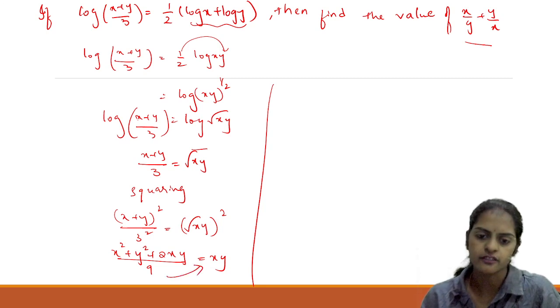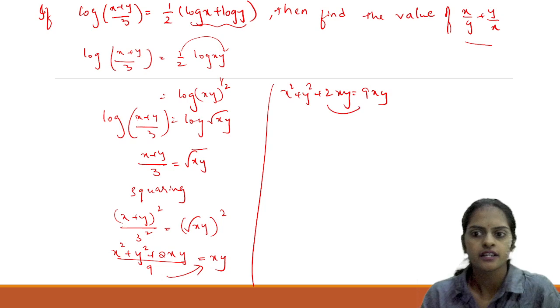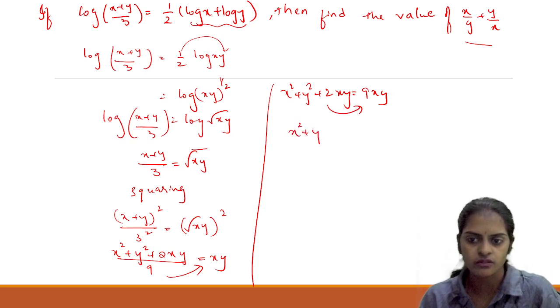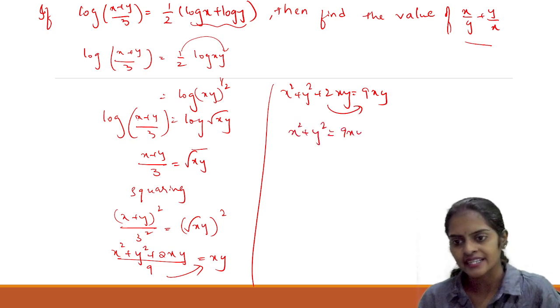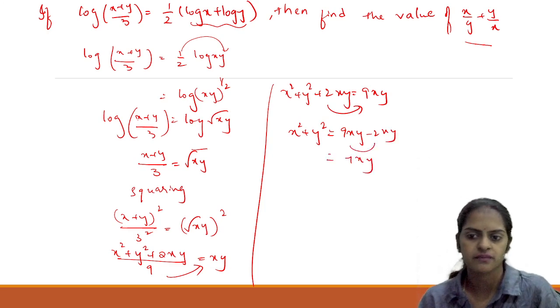Now this 9 you take it to the other side. So you have x square plus y square plus 2xy is equal to 9xy. Now 2xy you take it to the other side. So x square plus y square equal to 9xy minus 2xy. So 9 minus 2 is 7xy.